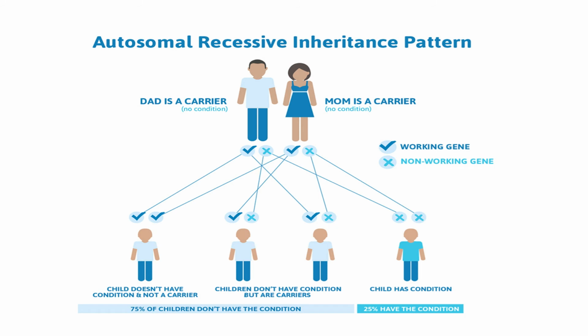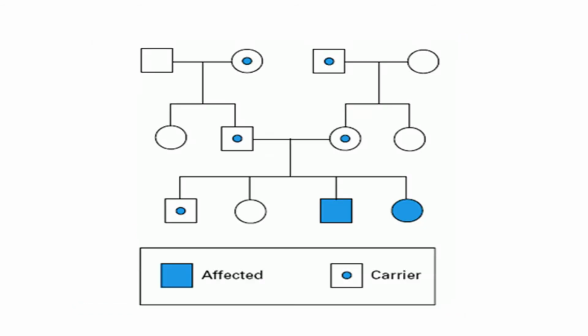This is the diagram of an ARI. And this is the pedigree tree of an autosomal recessive inheritance, where we can see that a trait often skips generations.